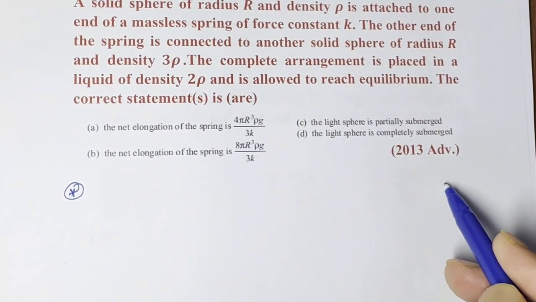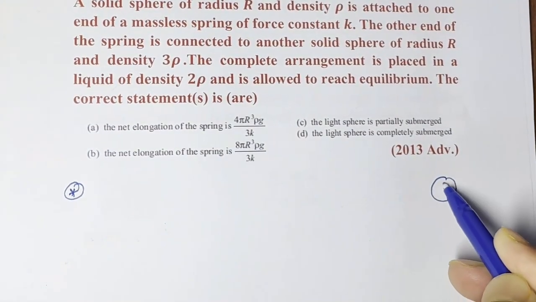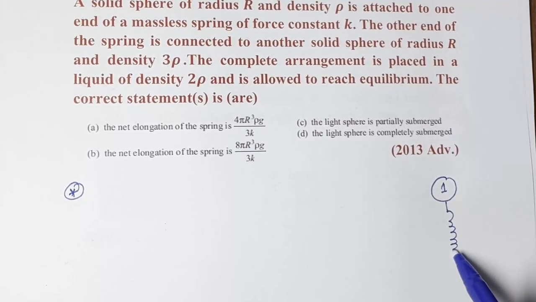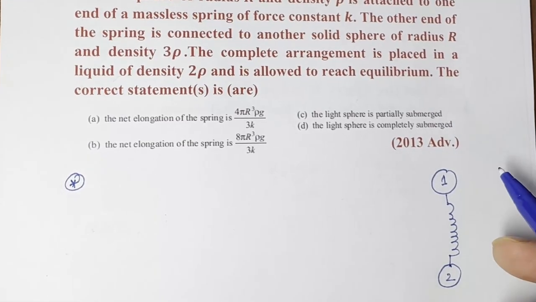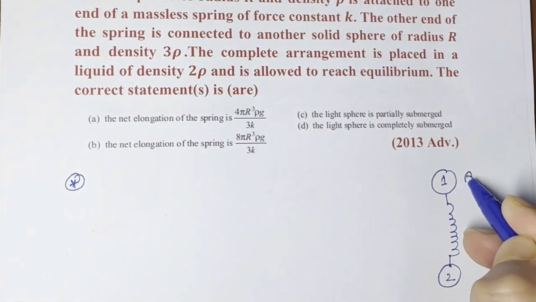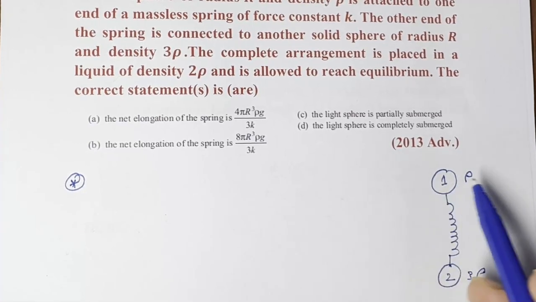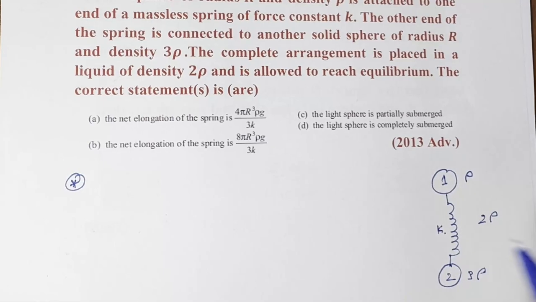So we have two spheres. Let us call this sphere 1, and that is connected with another sphere, and let us call this sphere 2. Sphere 1 has a density of rho. Sphere 2 has a density of 3 rho, and the liquid in which they are submerged has a density of 2 rho. The spring constant is given as k.